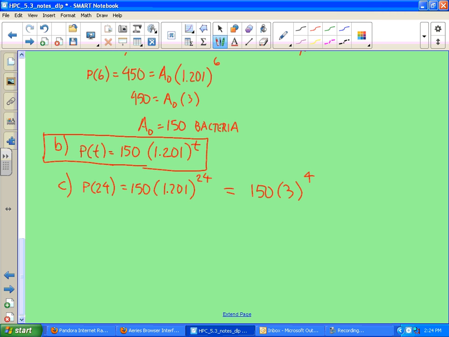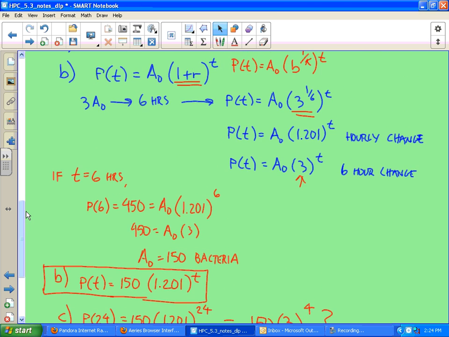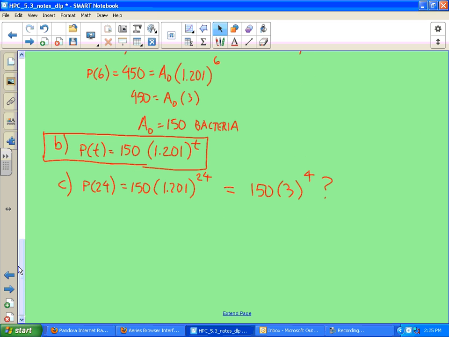All right, so here's the question. Are they the same? Brooke used the 6-hour change formula, and we know that in 24 hours, we have 4 6-hour change periods. So she sets it up with 153 to the 4th. Is that the same thing as 1.201 to the 24th times 150? The answer is yes. It is the same, although your numbers might be a little different.